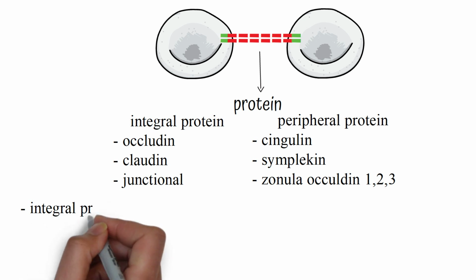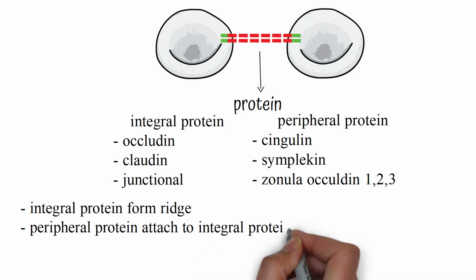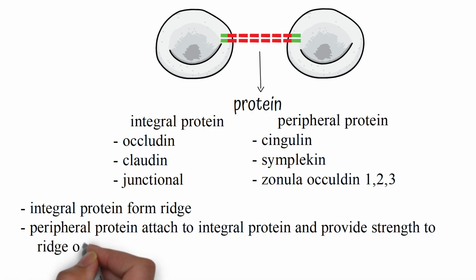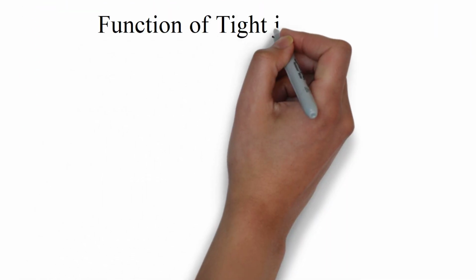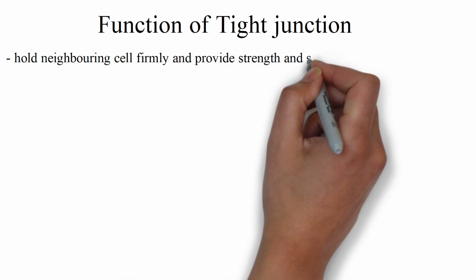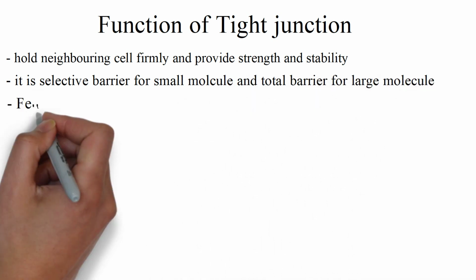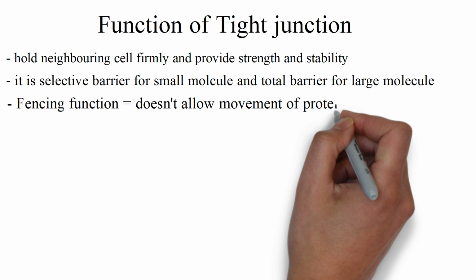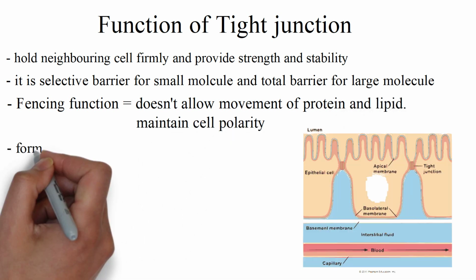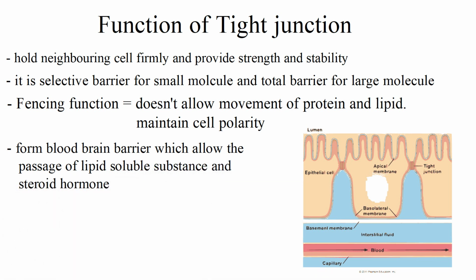The integral protein is the main protein which forms the ridge, which is shown in the red color, and the peripheral protein is the protein which is attached to the integral protein and provides strength to the ridge of integral protein. The peripheral protein is shown in the green. Function of tight junction. It holds the neighboring cell firmly and provides strength and stability. It is a selective barrier for small molecules and totally a barrier for large molecules. Fencing function, which means that it does not allow the lipid or proteins to pass through it. It also forms the blood-brain barrier, which only allows the passage of lipid-soluble substances and steroid hormones.